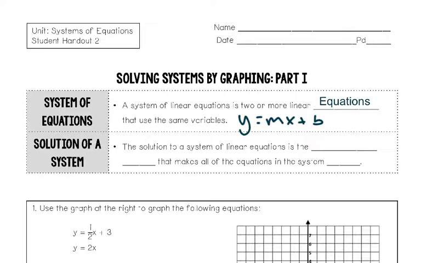So the solution to a system is the point or ordered pair that makes all of the equations in the system true. In a graph, that's going to be the point where they intersect. So when we solve a system, we're always going to end up with a coordinate. This is a coordinate that will make both equations true. So if we substitute in the x and the y value, or the coordinate, it will work for both of them.